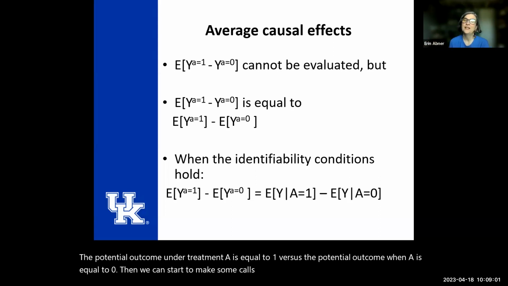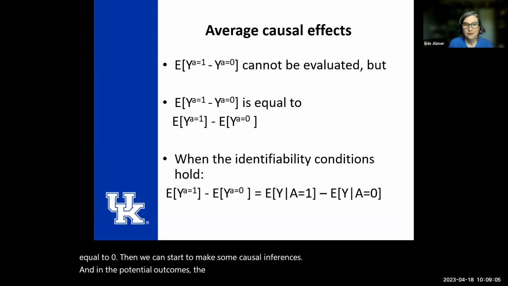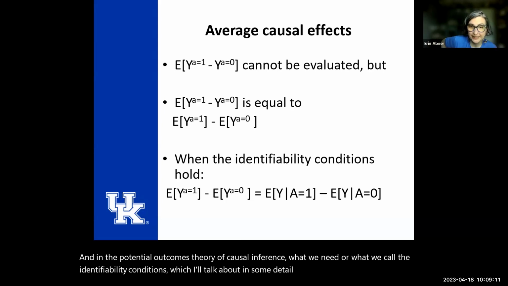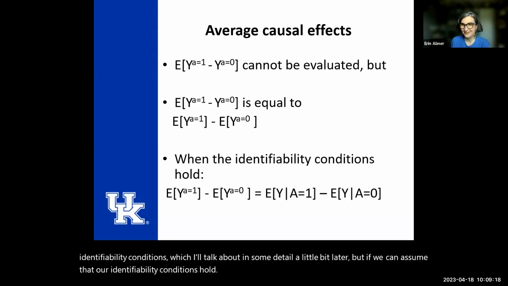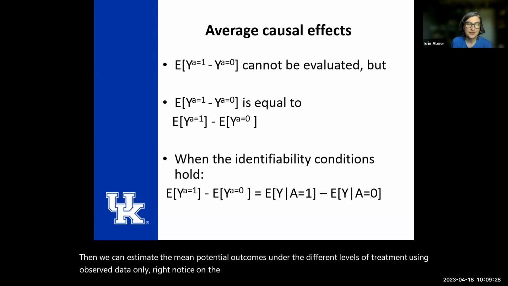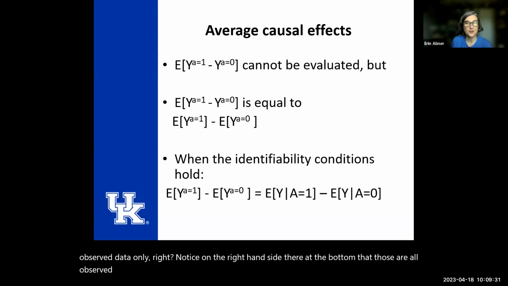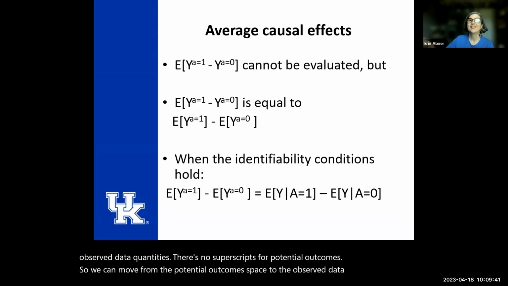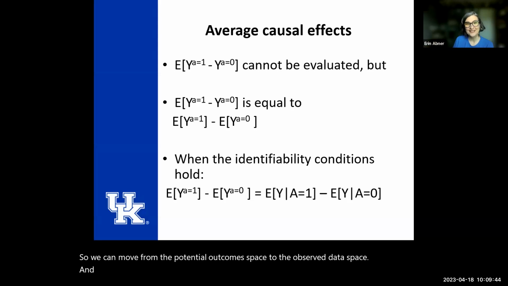make some causal inferences. And in the potential outcomes theory of causal inference, what we need are what we call the identifiability conditions, which I'll talk about in some detail a little bit later. But if we can assume that our identifiability conditions hold, then we can estimate the mean potential outcomes under the different levels of treatment using observed data only, right? Notice on the right-hand side there at the bottom that those are all observed data quantities. There's no superscripts for potential outcomes. So we can move from the potential outcomes space to the observed data space and make causal inferences if certain things are true, which we'll talk more about.